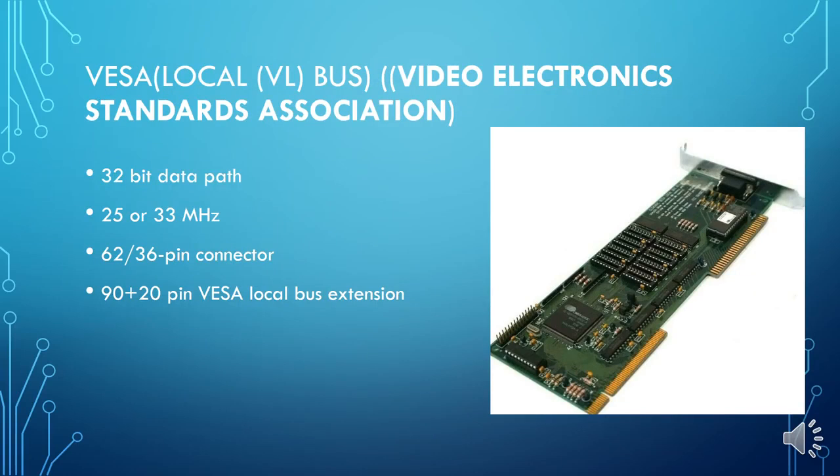The next is VESA, that is Video Electronics Standards Association. It supports a 32-bit data path, 25 or 33 megahertz speed, and you can see the number of pins the connector is supporting. The main problem with MCA and EISA designs was that the developers needed an improved bus architecture to speed up graphics adapter performance and keep up with evolving operating system technology such as Microsoft Windows.